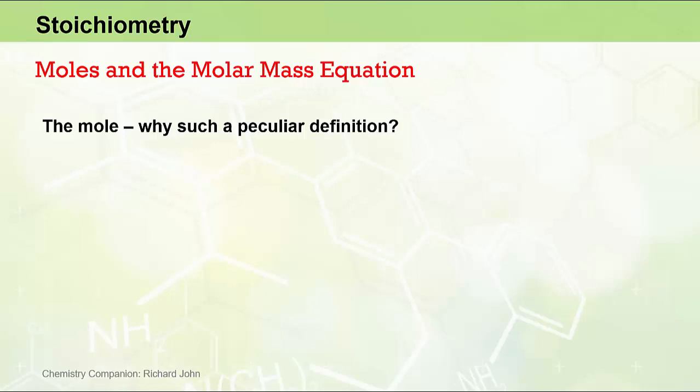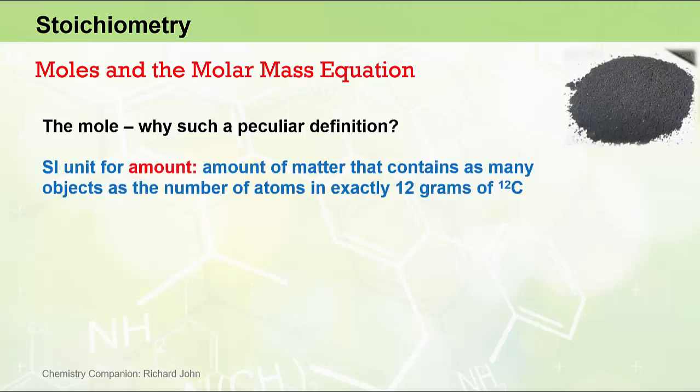We noted in a previous video that the mole, which is a counting unit similar in concept to a pair or a dozen, has a rather peculiar definition. The mole is the SI unit for quantifying the amount of matter, and it is defined as the amount of matter that contains as many objects as the number of atoms in exactly 12 grams of carbon-12. And that number of atoms is approximately 6.022 times 10 to the 23 when written to four significant figures. This number is such a special number in chemistry, it's given its own name, Avogadro's number, and has the symbol Na.